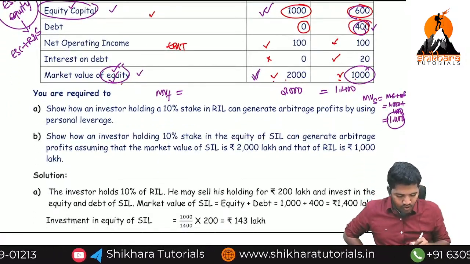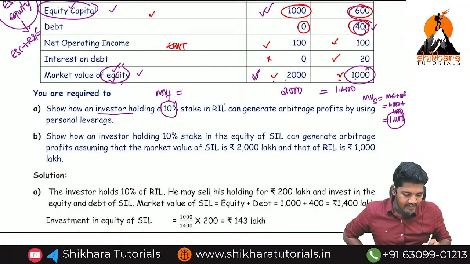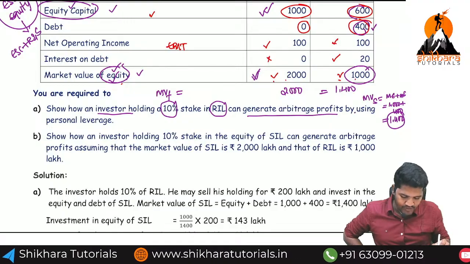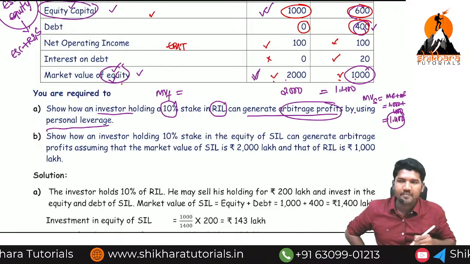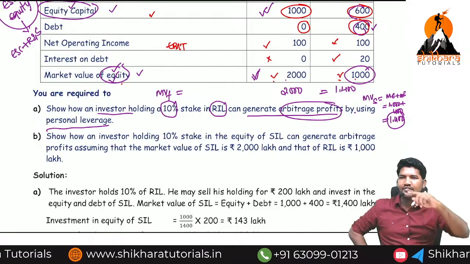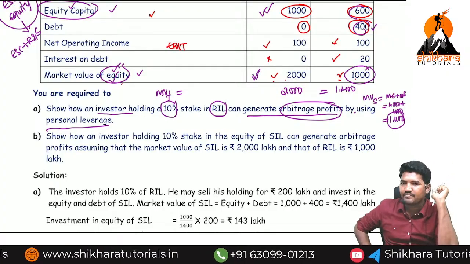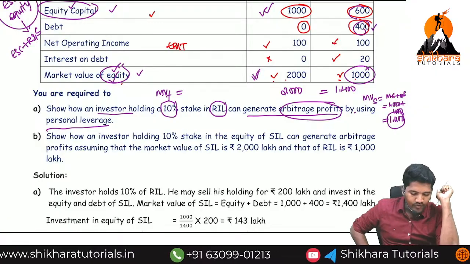So show how an investor holding 10% stake in RIL can generate the arbitrage profits by using personal leverage. ఏం ఫైండ్ అవుట్ చేయమంటున్నాడు? ఆర్బిట్రేజ్ ప్రాఫిట్ ఫైండ్ అవుట్ చేయమంటున్నాడు. అంటే షిఫ్టింగ్ ఫ్రమ్ వన్ కంపెనీ టు అనదర్ కంపెనీ, ఆ గ్యాప్లో ప్రాఫిట్ని ఫైండ్ అవుట్ చేయడం. So on the gap we are finding out the profit. Are you clear? You are shifting from where to where?